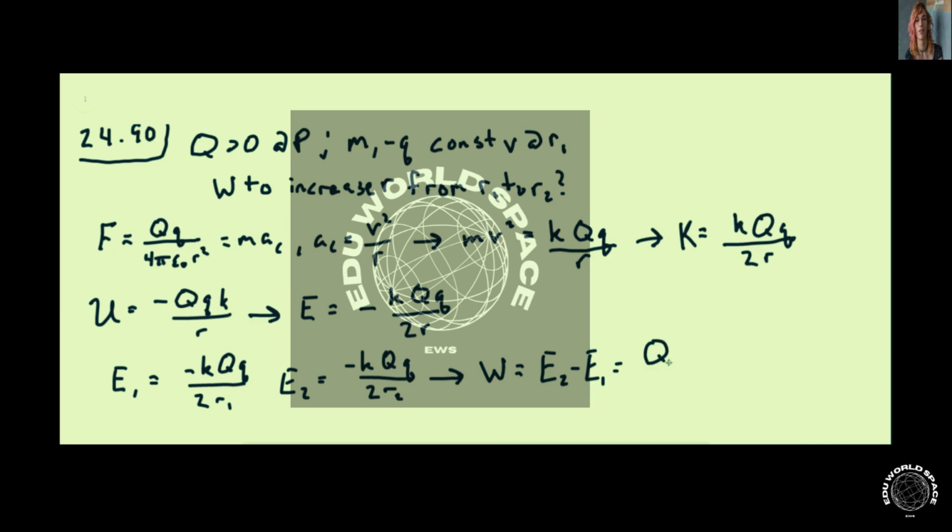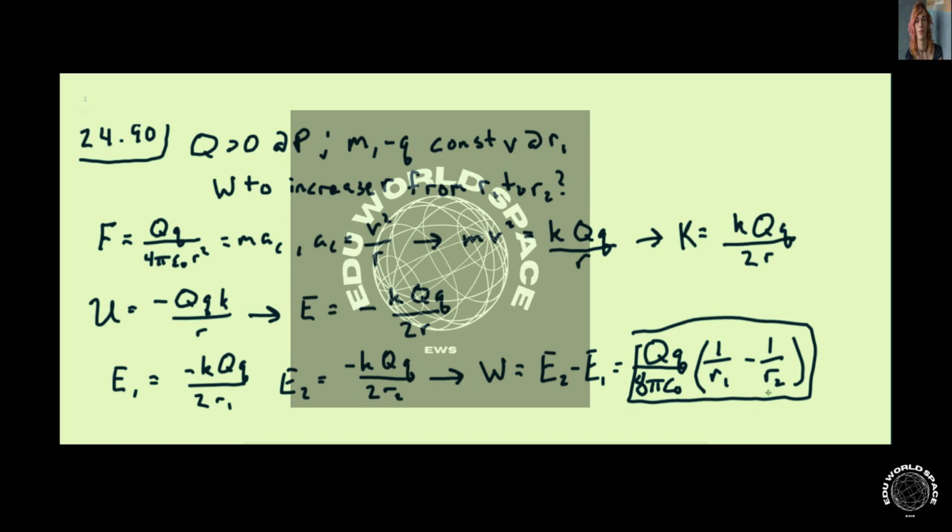And so this is qQ over 8 pi epsilon naught times the difference of the reciprocals of our two radii, 1 over r1 minus 1 over r2. The reason that this is 2 minus 1, and this is 1 minus 2, is that these both have negative signs. So we just put that inside, and it swaps them around. So this is our expression for the work needed to do that.